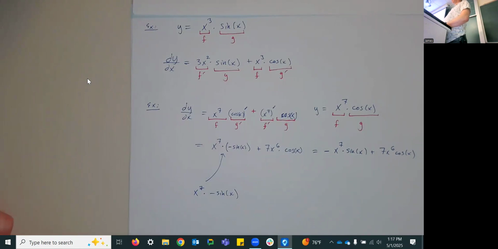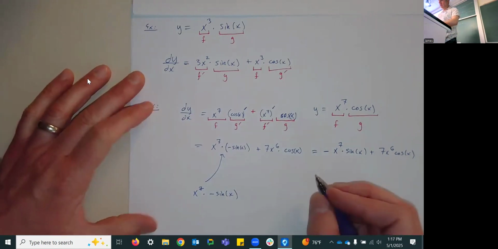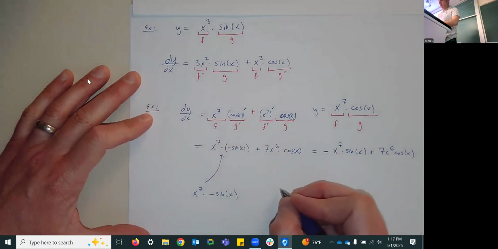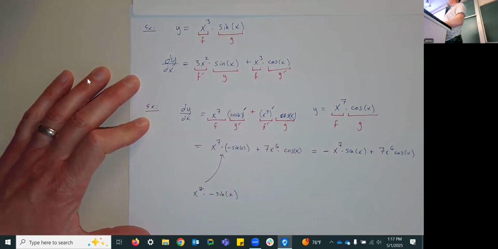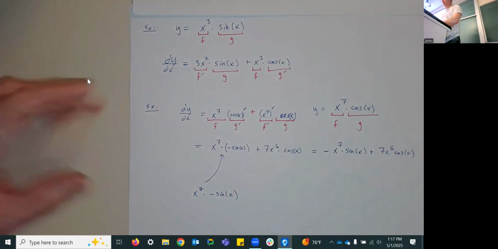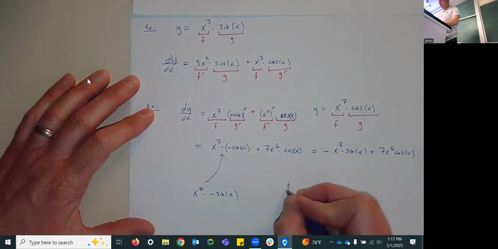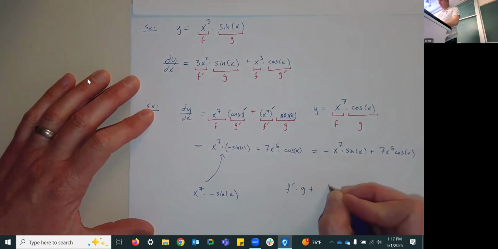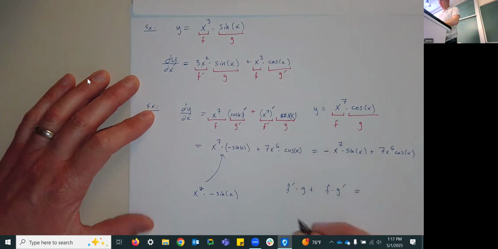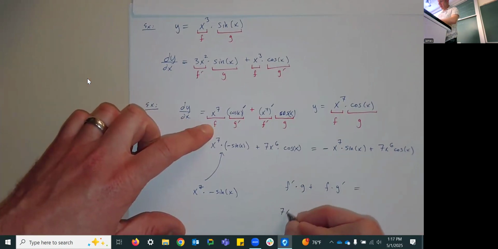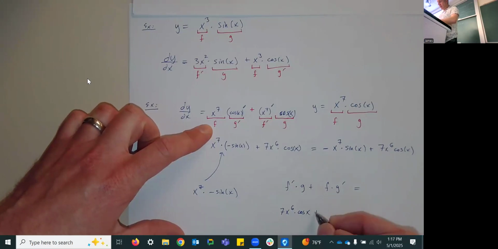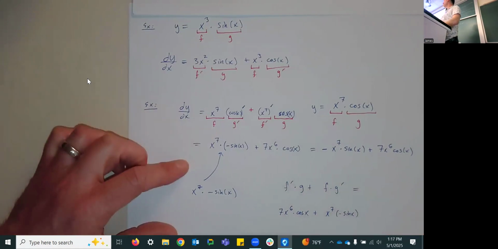I'm guessing you did it more like, which is what I've been writing before, but I did it backwards this time. So yes, let's take a look. If we write it the other way, if we do f prime times g plus f times g prime, we're going to get, see, f prime is 7x to the 6th times cosine of x plus f, which is x to the 7th, times the derivative of g, which is negative sine of x. Yeah, that's still the same.